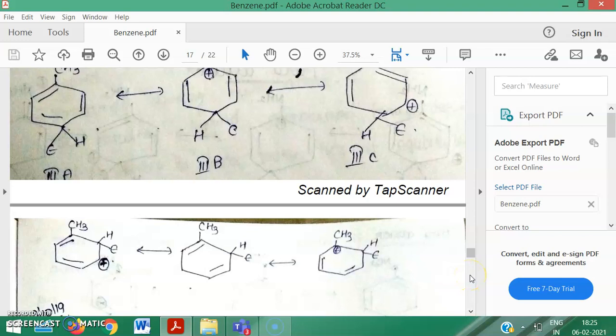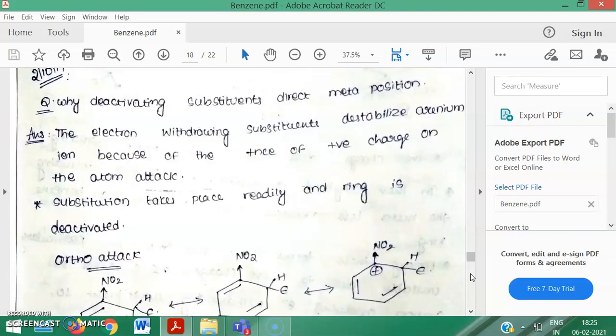So if the methyl group is present, they can be stabilized by the inductive effect. If the NH2 group is present, they can be stabilized by the resonance effect, and they direct to the ortho and para positions. Because more hybrid structures are formed, a more stable structure is formed. Whereas in the meta attack, such stable structures are not possible. So that's why activating groups always direct ortho and para.